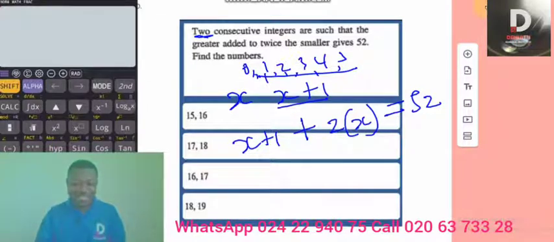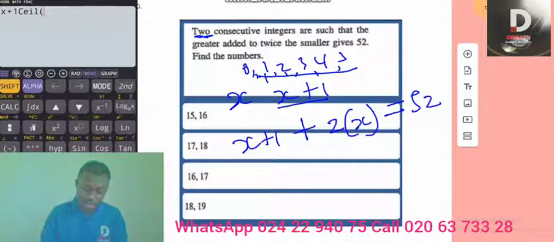Seriously, gives 52. That's it. Write it that way. Calculator, yeah. Let's go. So x plus 1 plus, okay. I think you can solve this with your calculator and you know the answer. So first one is what? X plus 1 plus twice. So 2 into bracket x. I close my bracket.